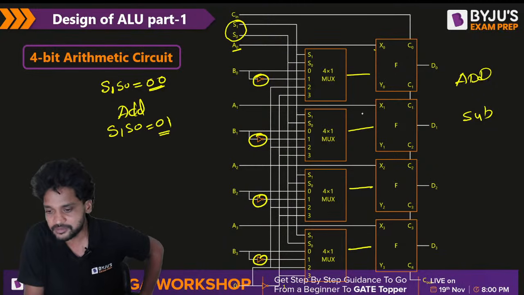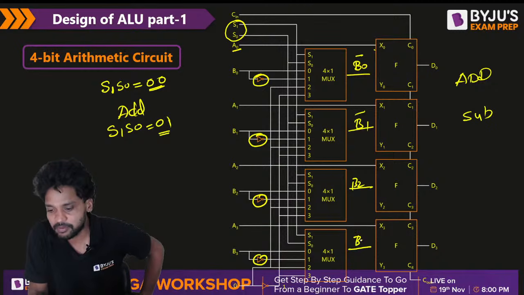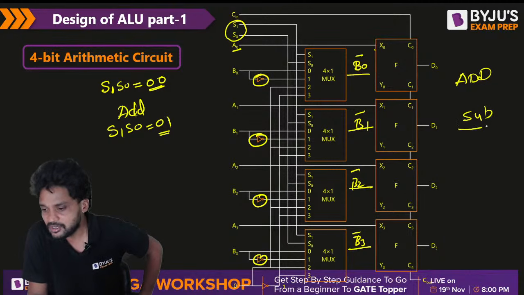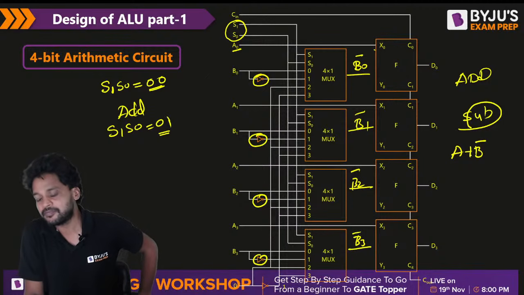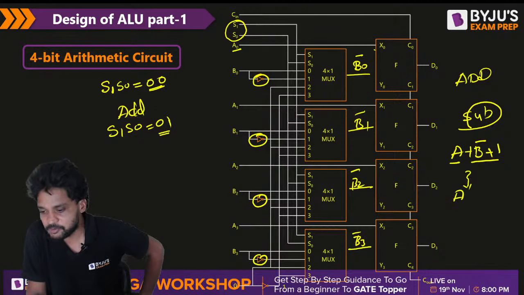Okay. Now stay here. 0, 1 means the second input of the multiplexer is B complement. This is B0 complement, B1 complement, B2's complement and B3's complement. So all the B's complemented digits will be bypassed. So the full adder is going to perform A plus B's complement. But in order to perform subtraction, I need to perform A plus B's complement plus 1. A plus 2's complement of B is exactly equal to A minus B, right?